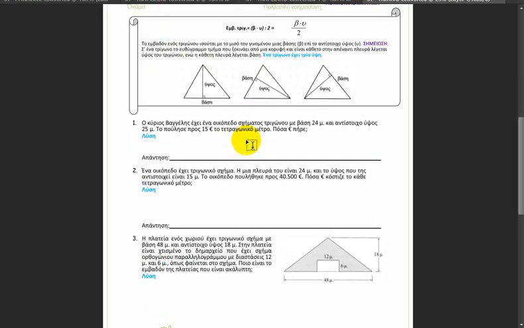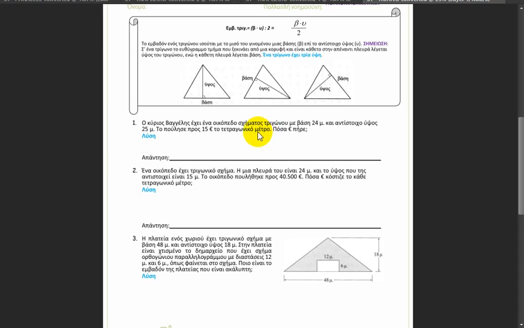Okay, so here you can see what we talked about in the videos as well, about how to find the area of shapes and all that. In Greek also, terminology in Greek as well. So let's start solving here.